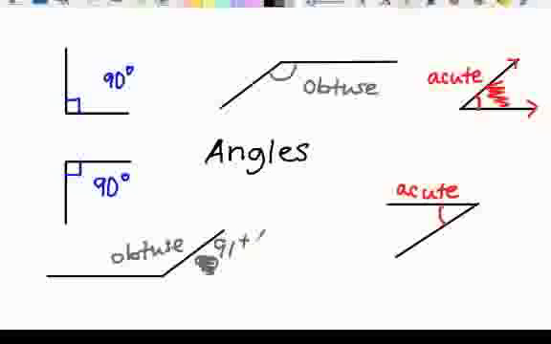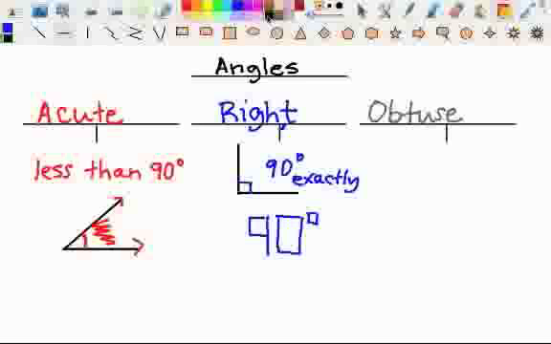91 plus, all the way to 179. 180 we'll talk about later. So we've got our right angles, our obtuse angles, and our acute angles. So let's finish our tree map. So let's draw an obtuse angle. There's one ray of my obtuse angle, and here is my other ray, and there's my obtuse angle.